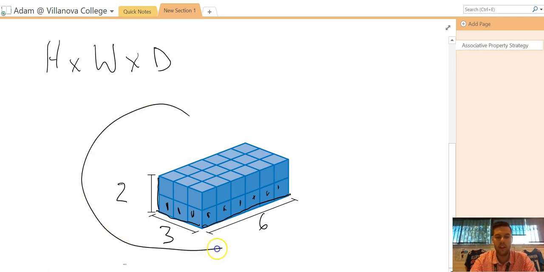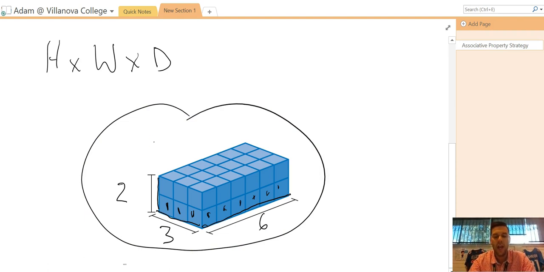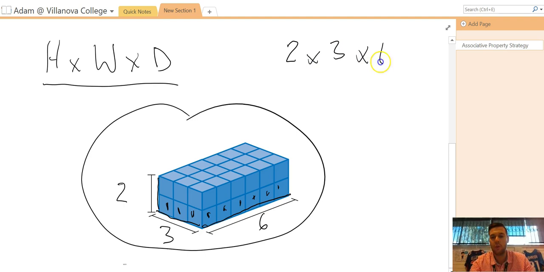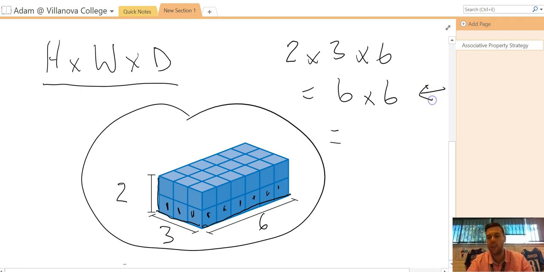Now, what this is telling us is how many cubes are in this shape. It's telling us the volume of the actual shape. So if we follow this strategy, height times width times depth, you've now got 2 multiplied by 3 multiplied by 6. 2 times 3 is 6. We leave that 6 there because I like to see your steps that you're using, rather than just going 2 times 3 times 6 is 36. I like to see this step because at least it shows me that you understand the process.